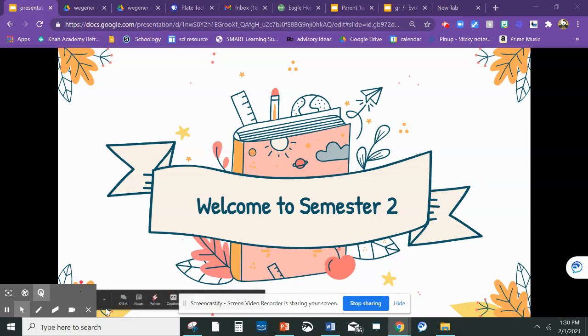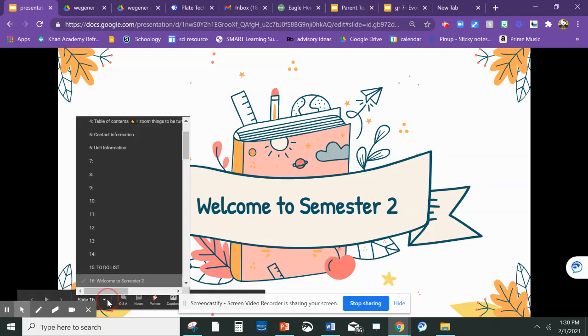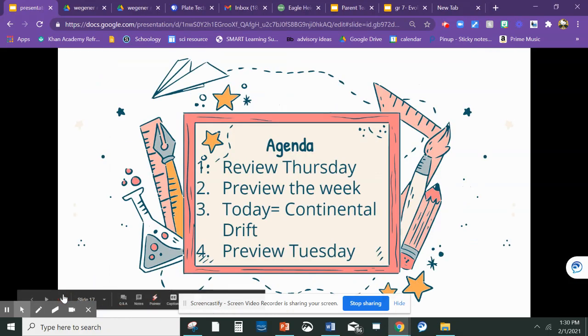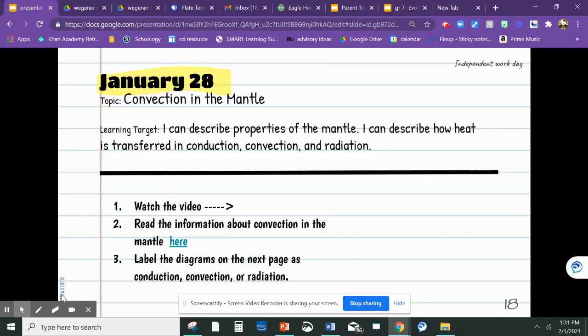In class today, our agenda looks like this. We went over Thursday from last week. We previewed the week. Today's topic was continental drift, and then we will look at the 2nd.